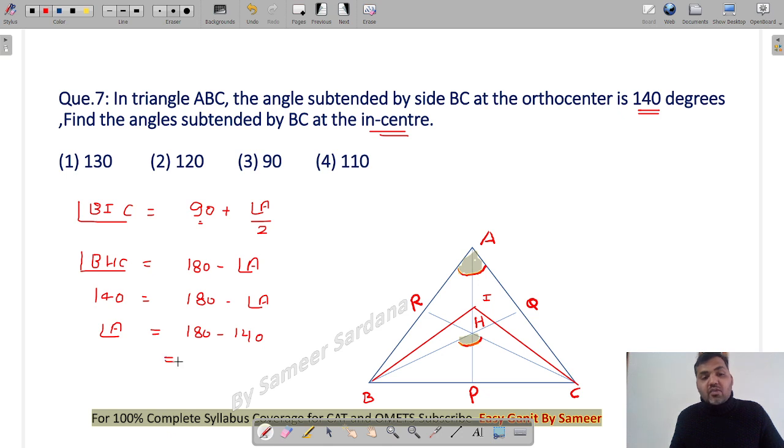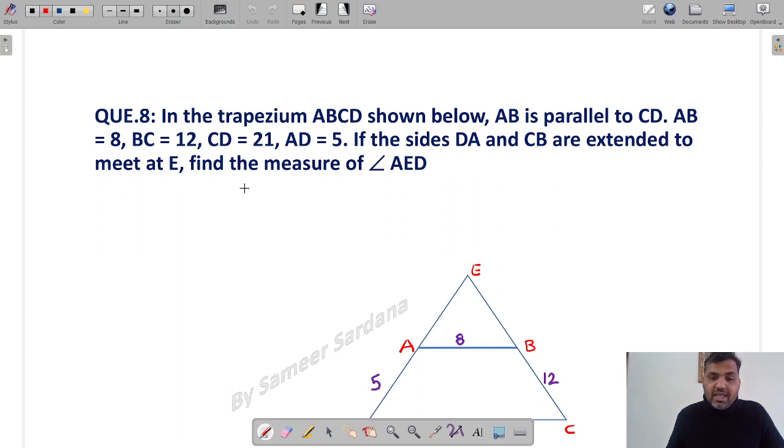Guys, angle A will be equal to 40 degrees. Now, the moment you know that this angle is 40 degrees, you can put it over here to find the value of the angle made at the incenter. 90 plus 40 upon 2. So your final answer becomes 110 degrees. Here is the next question, guys.